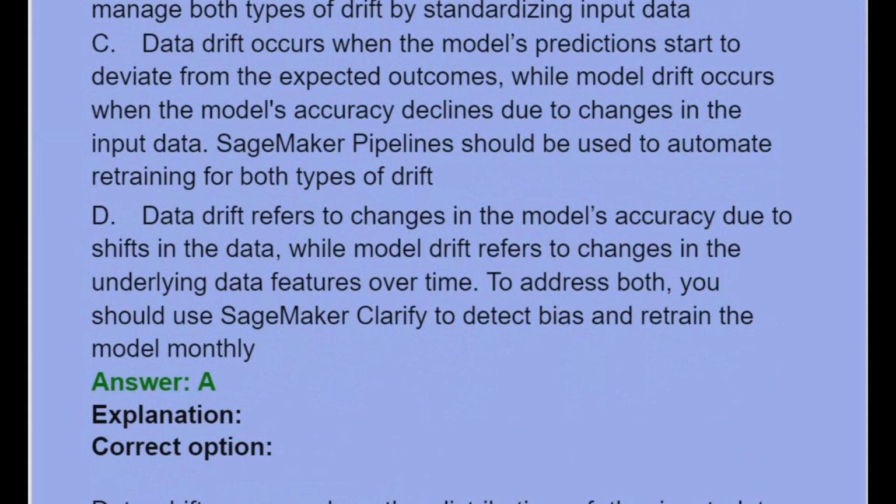Option D, data drift refers to changes in the model's accuracy due to shifts in the data, while model drift refers to changes in the underlying data features over time. To address both, you should use SageMaker Clarify to detect bias and retrain the model monthly. Correct answer is option A.